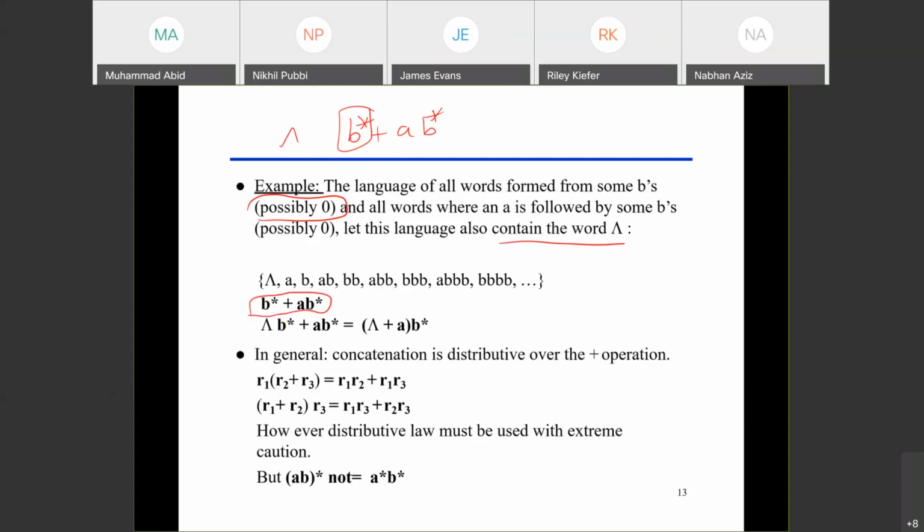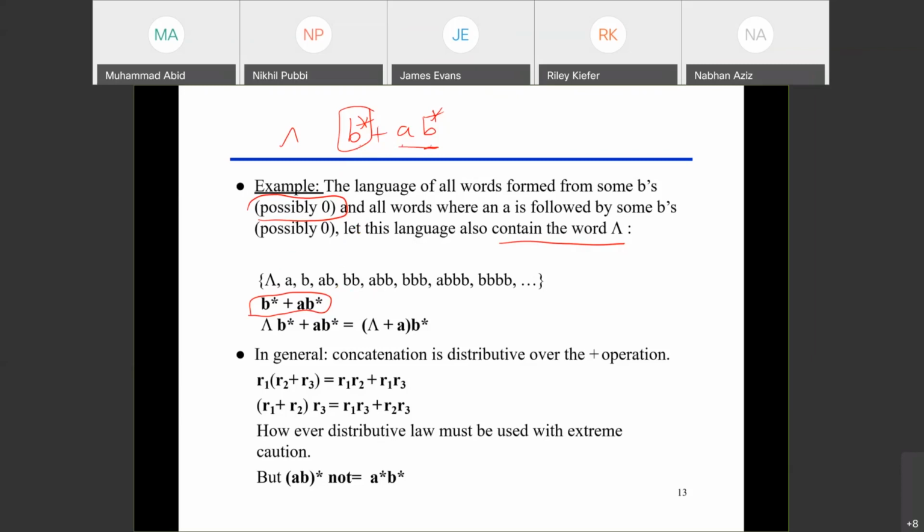If you want to see what kind of words this language will create, what those words look like: it will look like this, lambda. We get just lambda from here, because B star will give you lambda. Just B we will get from here, and A B B, you can have two B's. So you will never see A in a following position. There may be an A, there may be no A, but whenever you see A, you will never see it in the following position or in between. It will always be in the leading position.